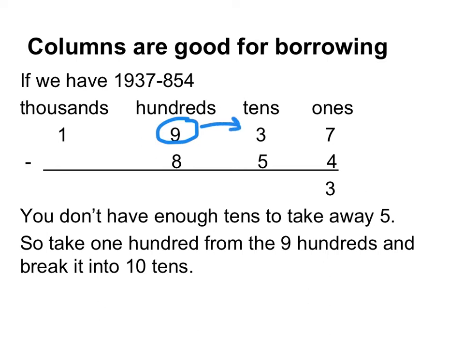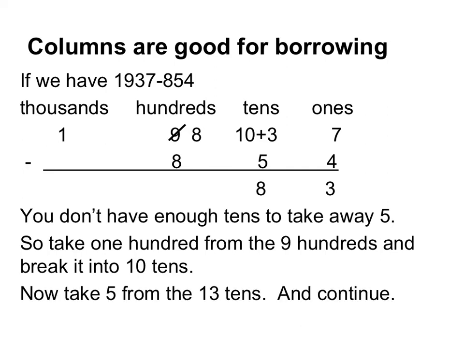Let me break that $100 bill down into $10 bills. So I'm going to take 100 from the 900s and I'm going to break it into 10 tens. So what happens is now instead of 9 hundreds, I have 800s. And now instead of 3 tens, I'm adding 10 more tens. So there's my 13 tens. And now I can do the subtraction. So I take the 5 from the 13 tens. So I have 13 minus 5, that leaves me with 8.